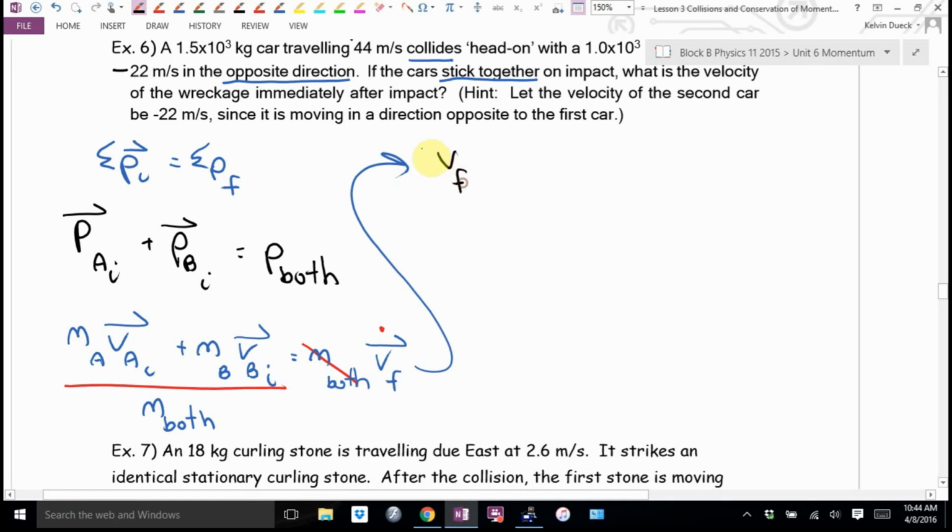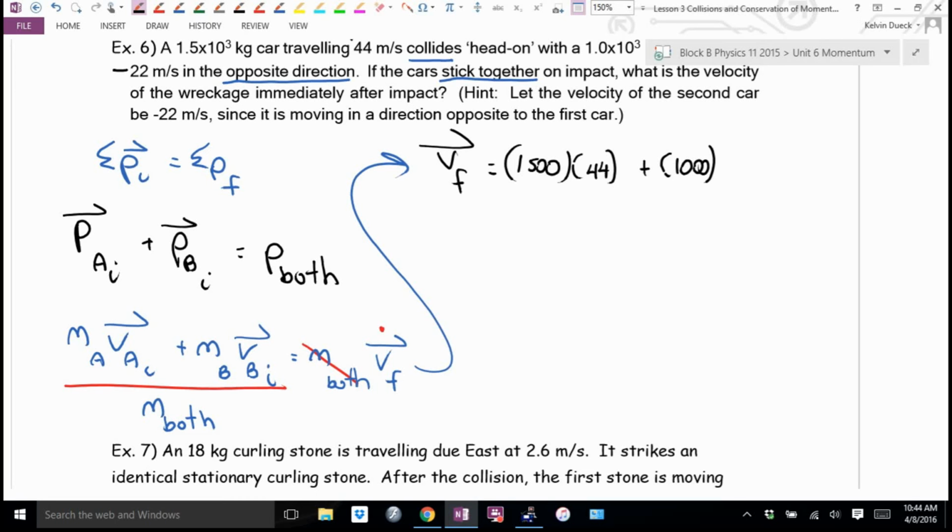V final, Cam, is going to be the mass of car A. Cam, what's the mass of car A? Which is, I think, 1,500, which is less typing. What's the velocity of car A? I agree. And then there's a plus sign. What's the mass of car B? Nice, even 1,000. What's the velocity of car B? 22. No. Negative 22.